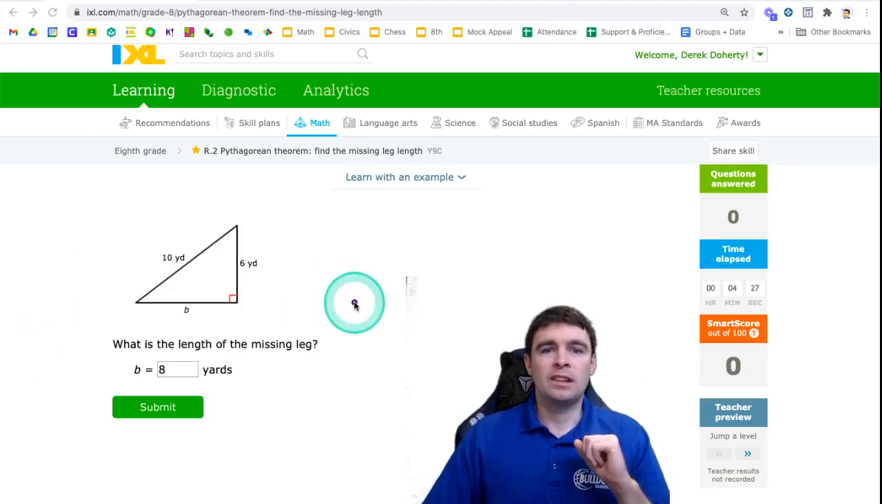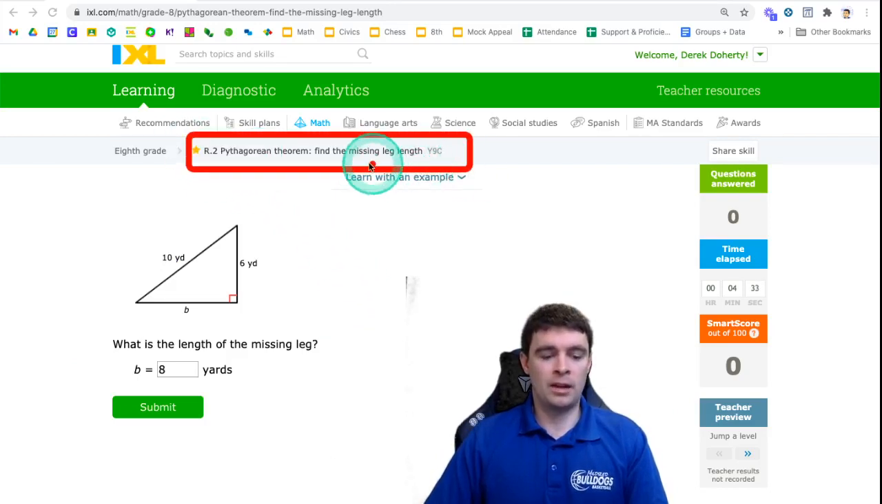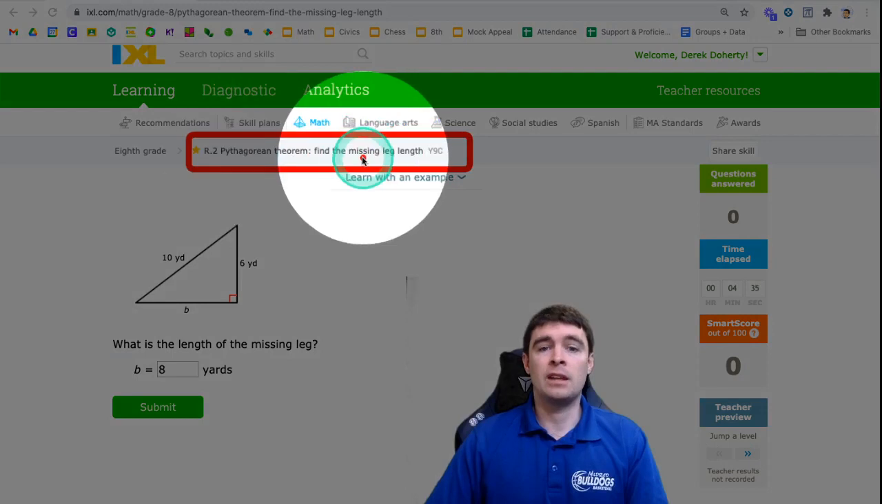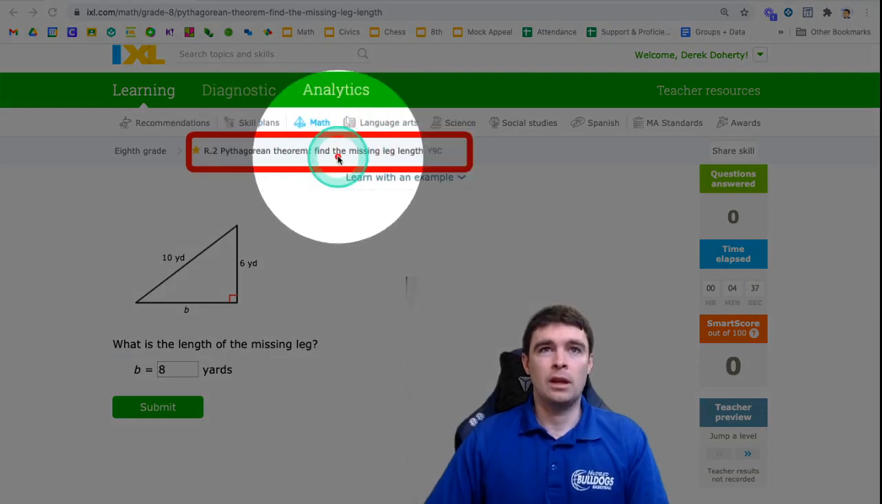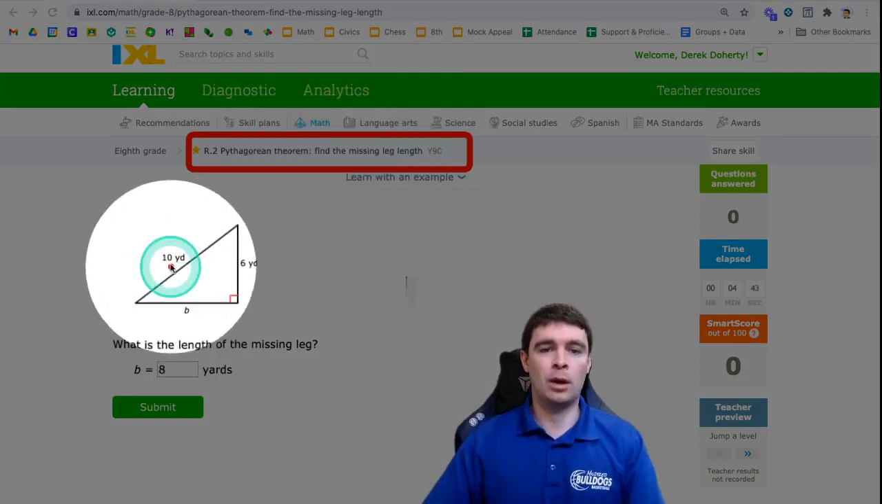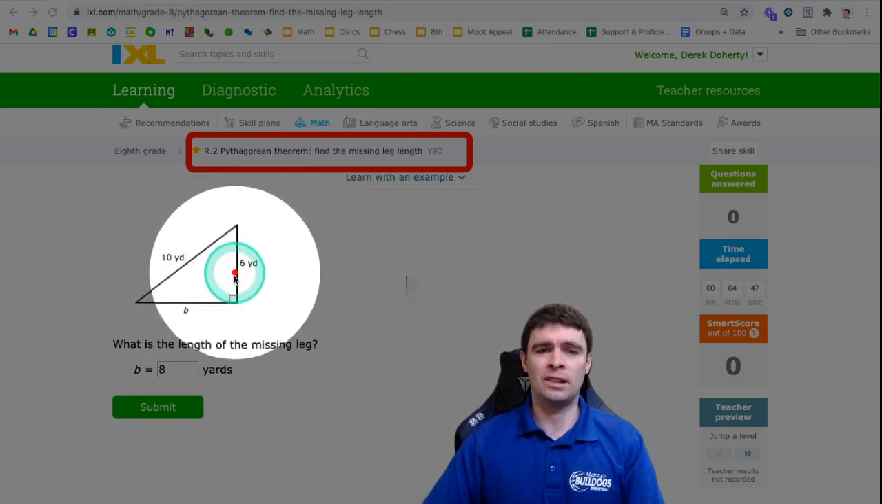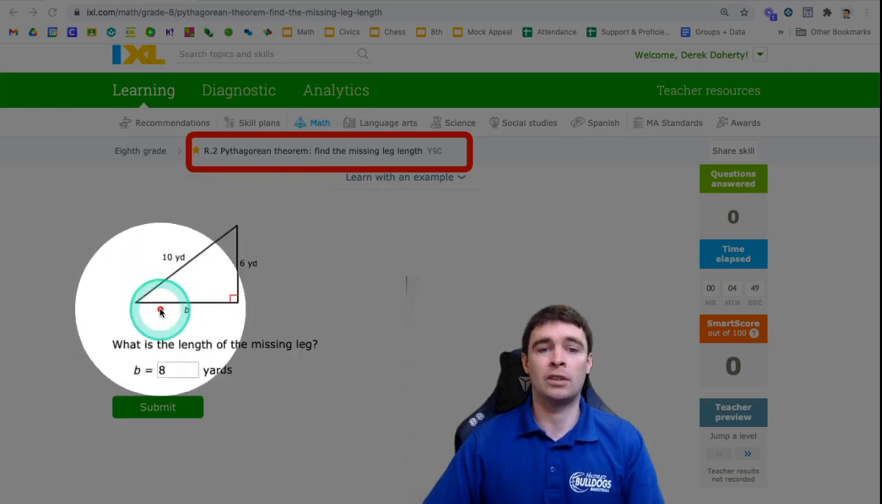Hello 8th graders. In this IXL video we're going to be taking a look at assignment R2, and for assignment R2 it's called Pythagorean Theorem, find the missing leg length. What's important about R2 is every one of these is going to be missing one of the legs. As you see on this problem, we know the longest side is 10 yards, we know one of the short sides is 6 yards, but we don't know one of the legs, one of the two short sides.